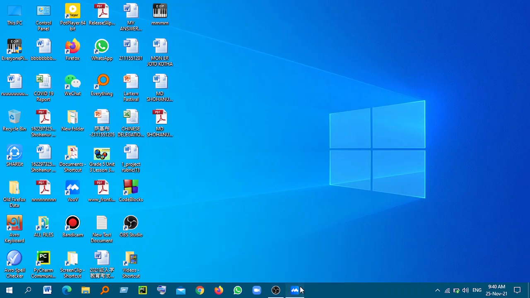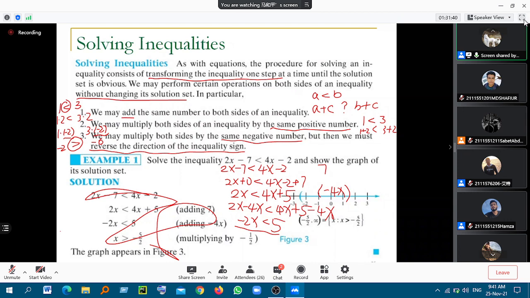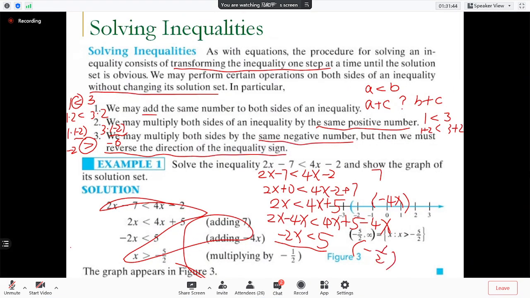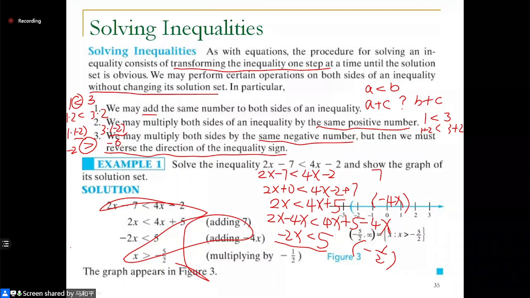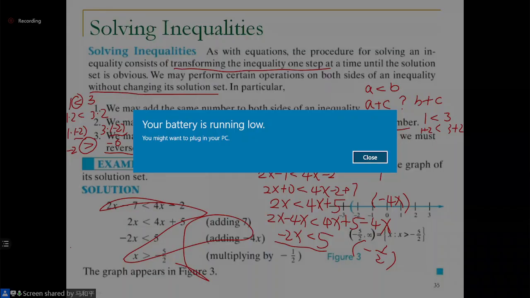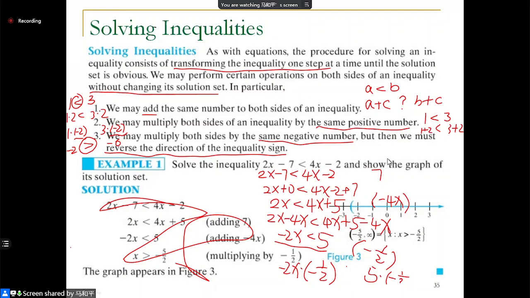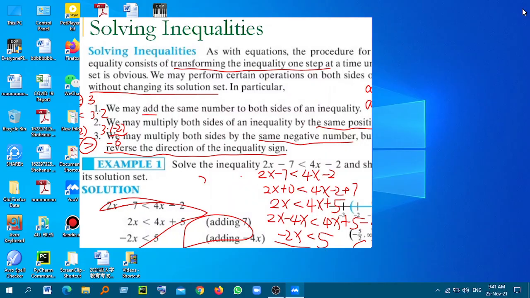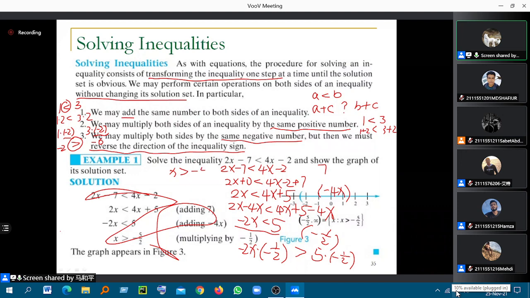Multiply both sides by minus 1 over 2. Okay? This is multiplying by a negative number, so we reverse the direction of the inequality sign. Right? So this means we have minus 2x times minus 1 over 2 on the left side. The right side is 5 times minus 1 over 2, right? So we should reverse. Here, this less than becomes reversed, just like this. And we find x is greater than minus 5/2, right? So we have solved this, right?